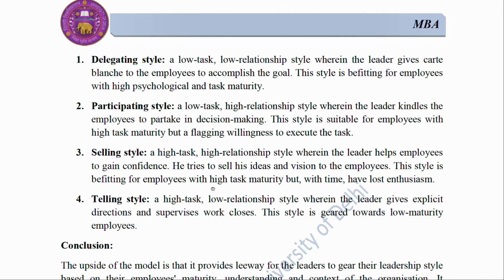Third, selling style. A high task, high relationship style wherein the leader helps employees to gain confidence. He tries to sell his ideas and vision to the employees. This style is befitting for employees with high task maturity but who with time have lost enthusiasm. Last, telling style. A high task and low relationship style wherein the leader gives explicit directions and supervises work closely. This style is geared towards low maturity employees.